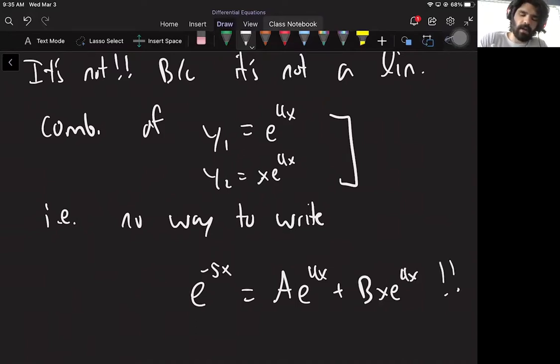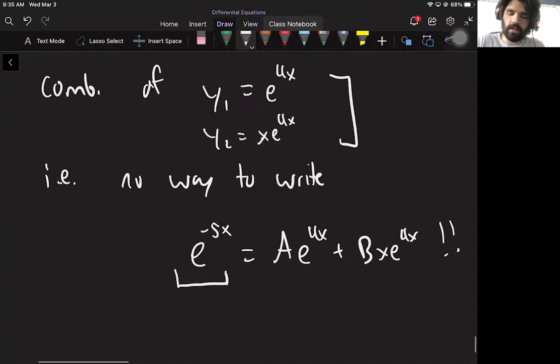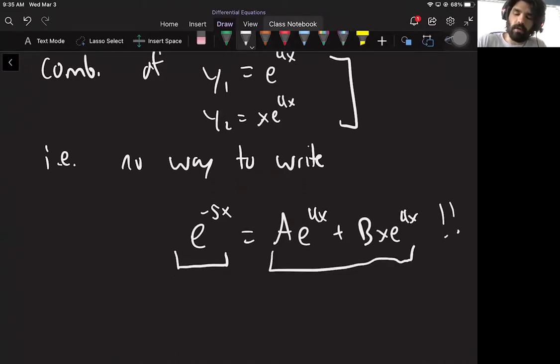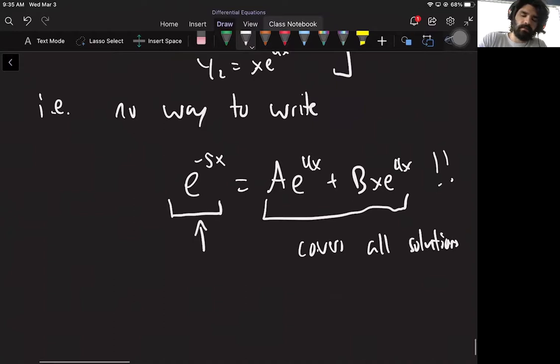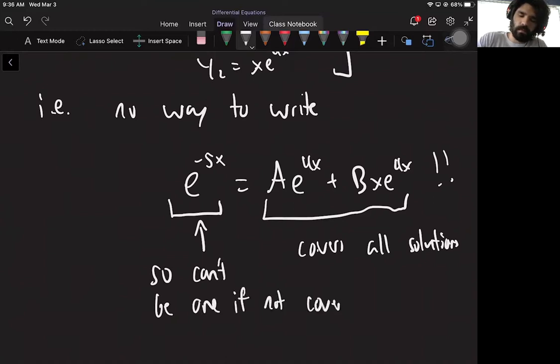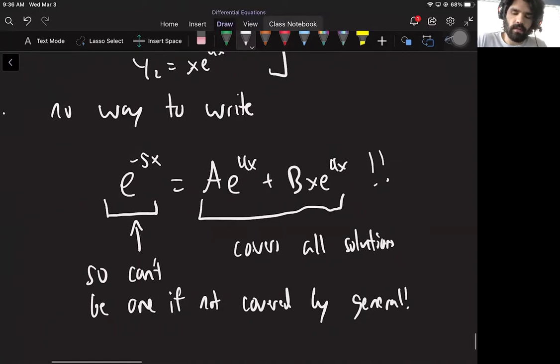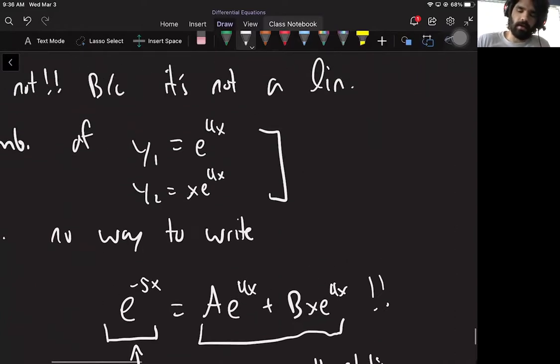And so why do I know that means that this is not a solution? It's because I know that the general solution covers all the solutions. So if this thing doesn't fit into that, it can't be one. So if it's not one of these linear combinations, then it can't be a solution because these linear combinations cover all possible solutions. Okay, so next time we will start actually solving these to figure out how the heck I got these answers.